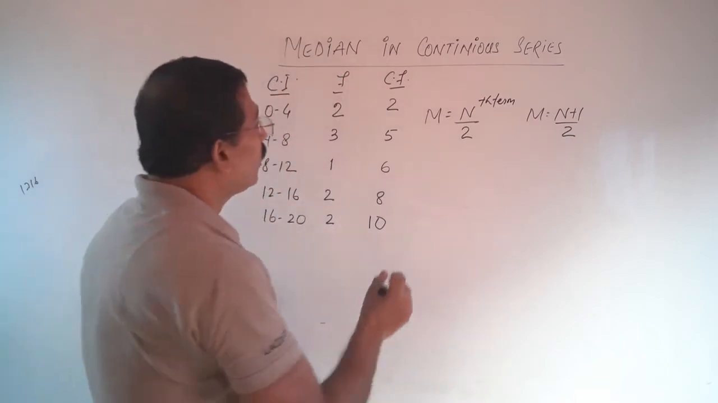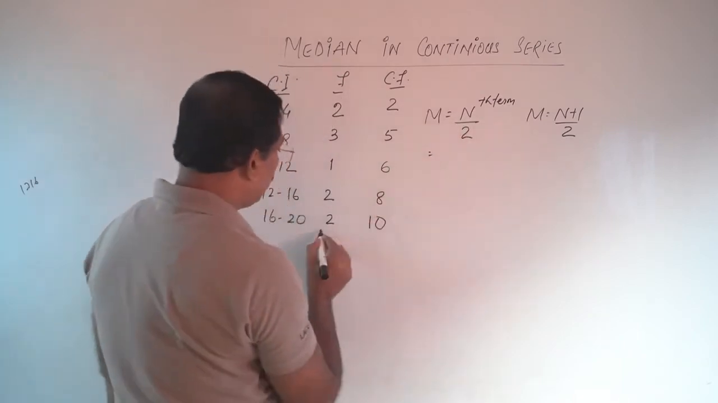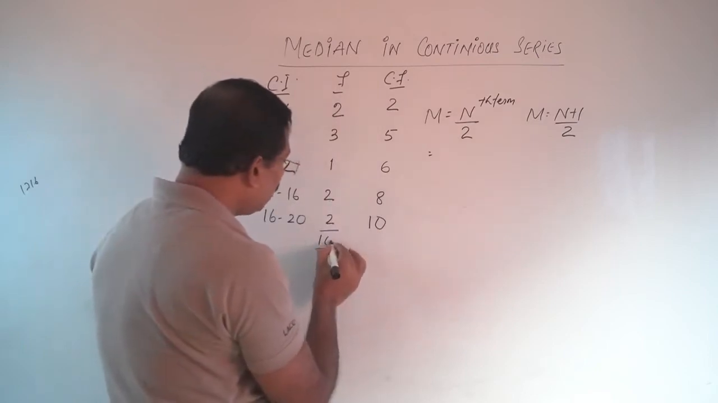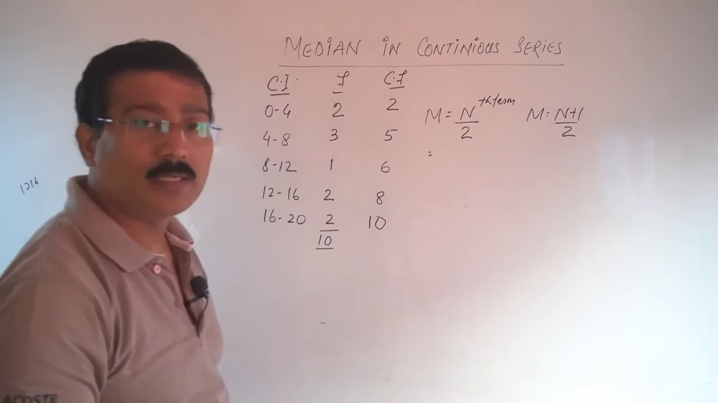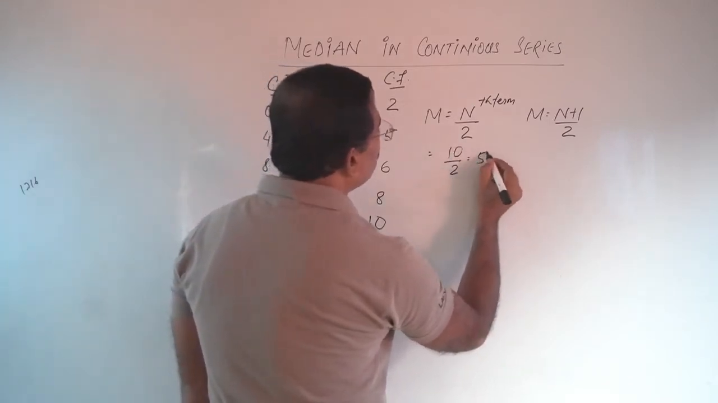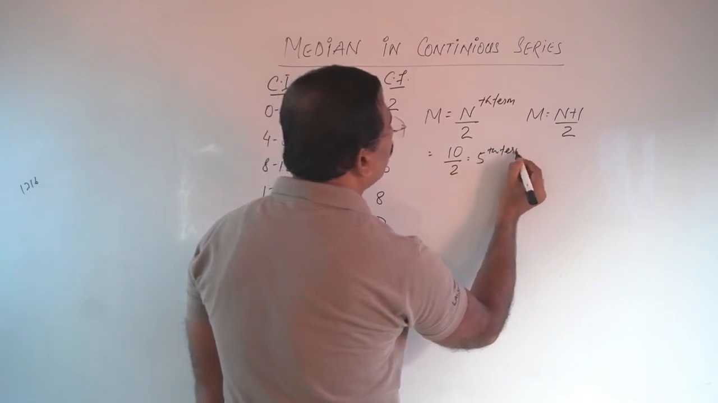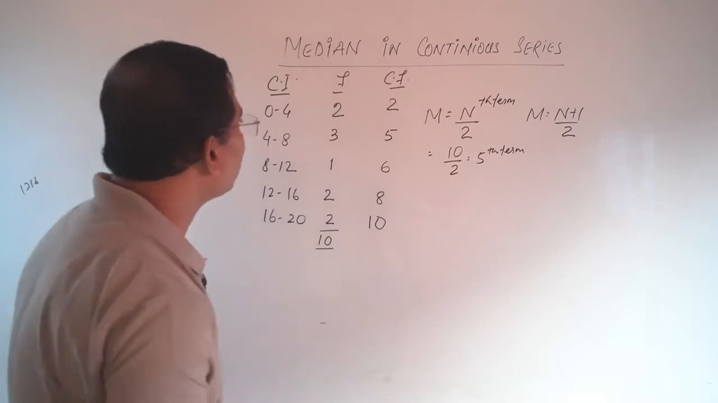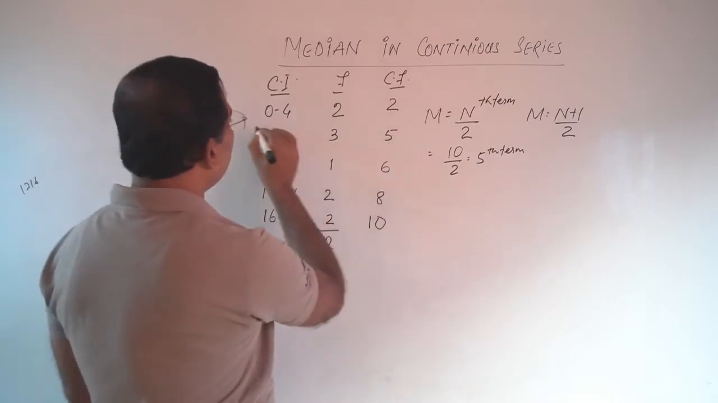Okay, then what is the n? N is the total number of frequency. You will add and the result will be 10. Now 10 upon 2, this is the 5th term. Now find out where the 5th term lies. So the 5th term lies in here.